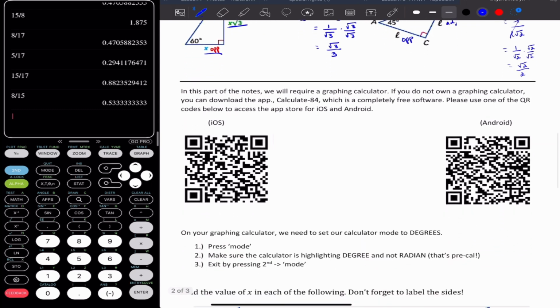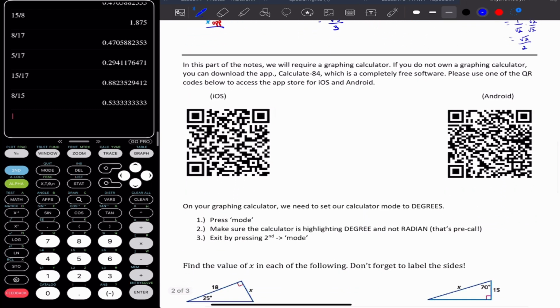Okay, so now in this part of the notes, we will require a graphing calculator. If you do not own a graphing calculator, you can download the app Calculate 84, which you can see that I have right here on your screen, left-hand side of the video. That's called Calculate 84. It's super helpful, especially when I'm making these notes videos, and especially when I'm teaching the class. This is a game changer, especially when you don't have that physical graphing calculator.